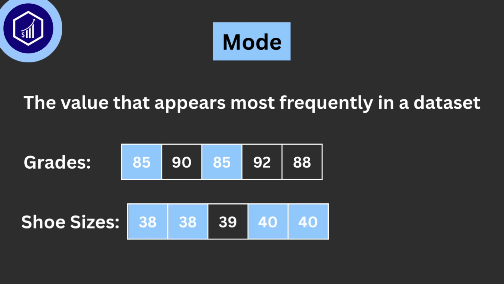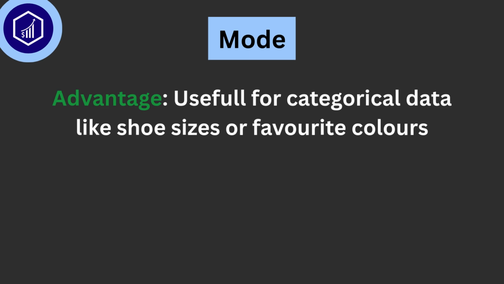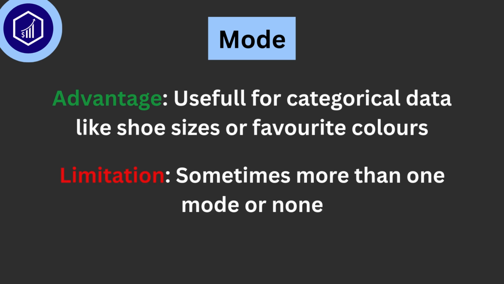The advantage of the mode is that it is useful for categorical data, like shoe sizes or favorite colors. The limitation here is there may be more than one mode, or sometimes no mode at all. So a practical tip here is to always check the entire dataset for repeated numbers. Don't just pick the first one you see.